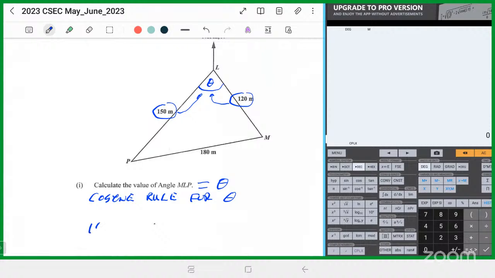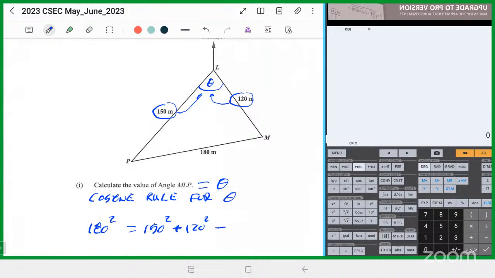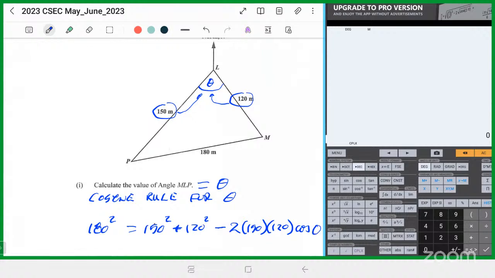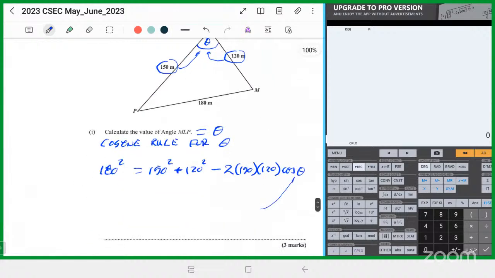So it would have been 180 squared equals this side squared plus that side squared, if it was Pythagoras' theorem: 150 squared plus 120 squared. But because it is not a right-angle triangle, it is not Pythagoras' theorem, it is the cosine rule. So you now have to do the subtraction part in the cosine rule, which is to minus twice the product of these 2 sides, the 150 and the 120, and then take the cosine of the angle between them, which is theta. So now it's like you're transposing to make theta the subject.